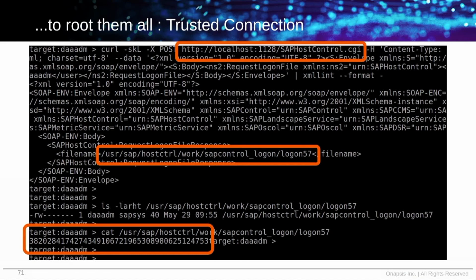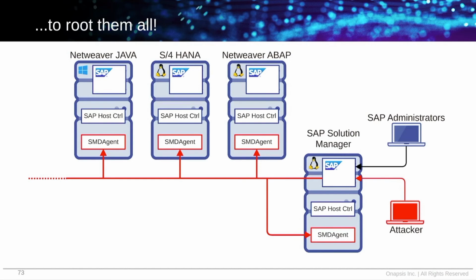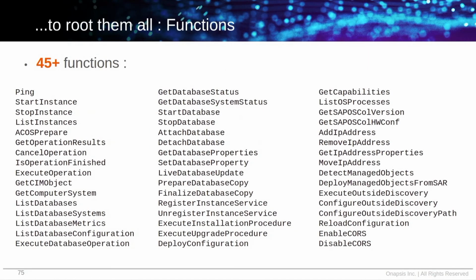One request on localhost, retrieve the path, get the content, and the content is the temporary password you can use. So it means that at this time, we never provided the ADM password. So now, if we take back the global picture from the SMD agent as the ADM user, you can call all the functions provided by the SAP host agent. And remember, when we speak about all functions, we speak about all these functions.